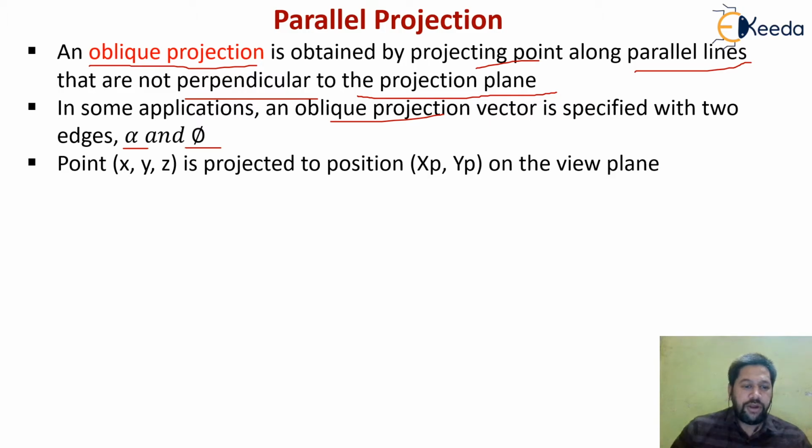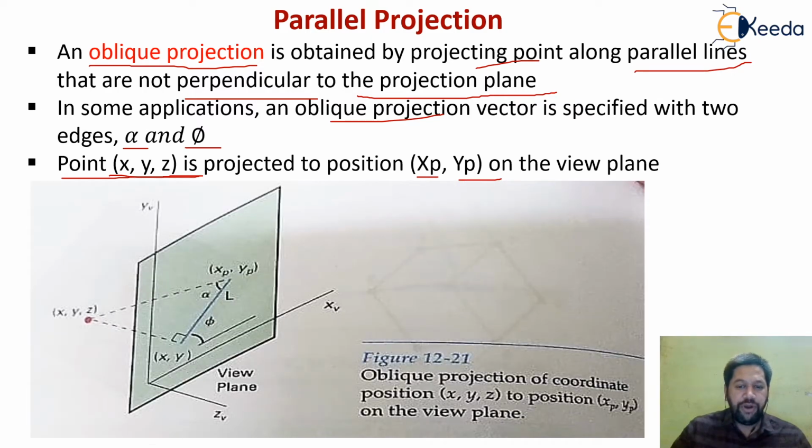Now the point x, y, z in three dimensions is projected to the position xp, yp on the view plane. Let us look at the diagram to understand the oblique projection: the oblique projection of coordinate position x, y, z to the position xp, yp on the view plane.